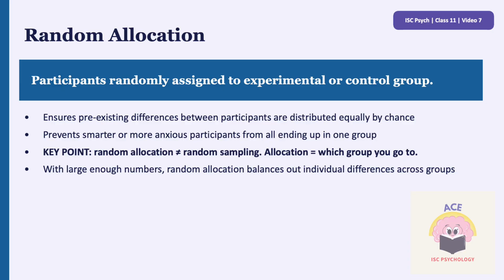Now we come to controls in an experiment, which refer to all the measures researchers have to take to ensure that the only thing causing a difference on the dependent variable is the independent variable. Let us look at some of the most important ones. Random allocation. Participants are randomly assigned to either the experimental group or the control group. This is crucial because it ensures that pre-existing differences between participants, like, for example, intelligence, anxiety, or prior experience, are distributed roughly equally across both groups by chance, rather than systematically favoring one group.